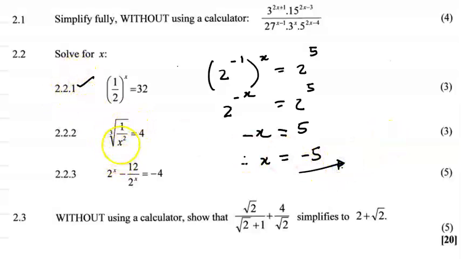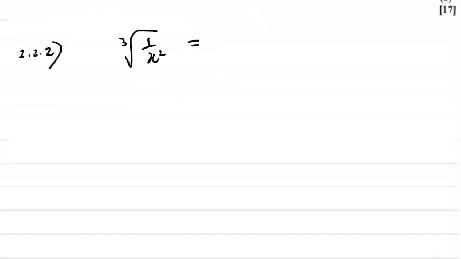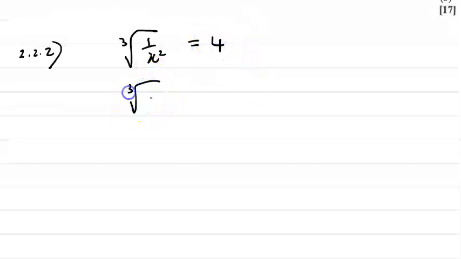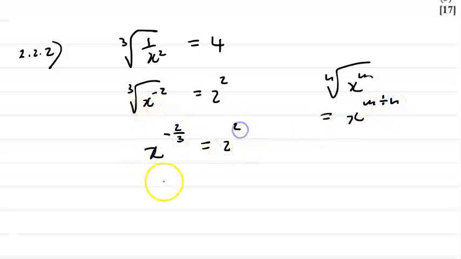The cube root of 1 over x squared equals 4. That's the next question that I want to look at. So here we say the cube root of 1 over x squared equals 4. So we're going to do the following: cube root of x to the minus 2 equals 2 squared. Now we're going to use this rule: the nth root of x to the power m is equal to x to the m divided by n. So therefore we'll have x to the minus 2 over 3 equals 2 squared.